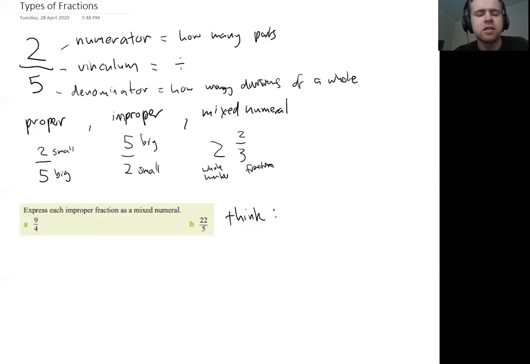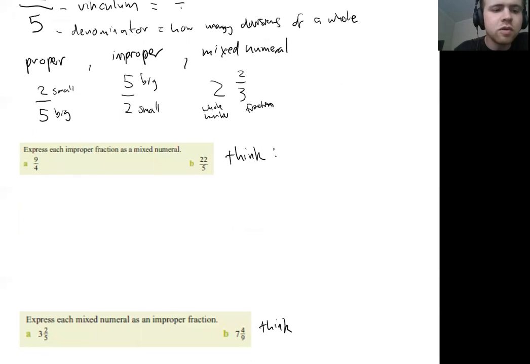Let's look at some examples to apply the knowledge that we've just learned. So here we need to express each improper fraction as a mixed numeral. So we're converting from an improper fraction into a mixed numeral. Now, when we do this, we need to think, how many whole numbers can I make?